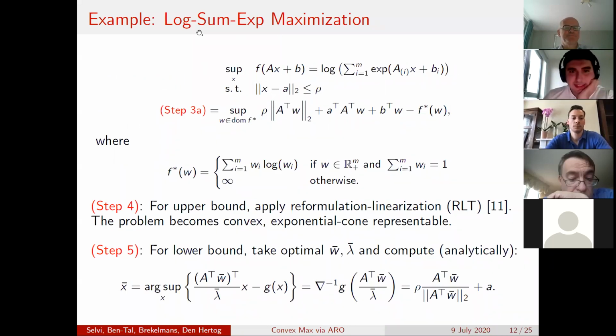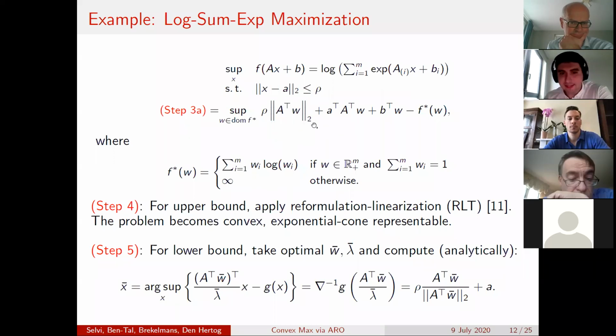So we are maximizing the log sum x function. This is the geometric function over the 2 norm constraint. And we just showed that in step 3, so just to recall, step 3 is eliminating or relaxing the adjustable variable, and step 3a is when we can eliminate it. So we eliminated the adjustable variable, and we have this maximization problem with the 2 norm here. Now we can derive the conjugate of the geometric function, which is the negative entropy over its domain. That is the standard m-dimensional simplex. So that is linear. Here we have linear constraints.